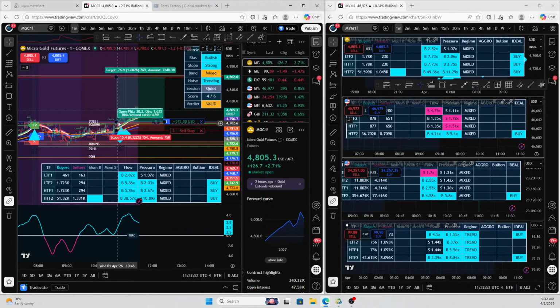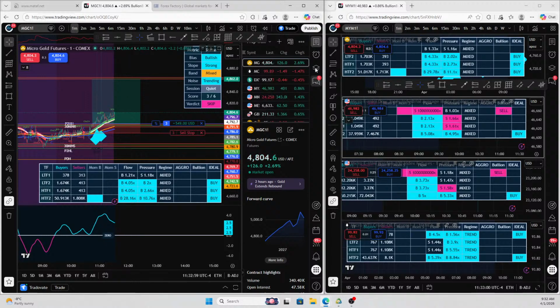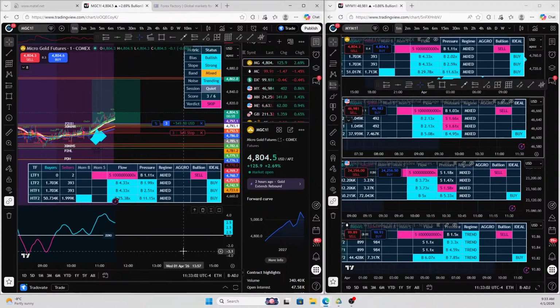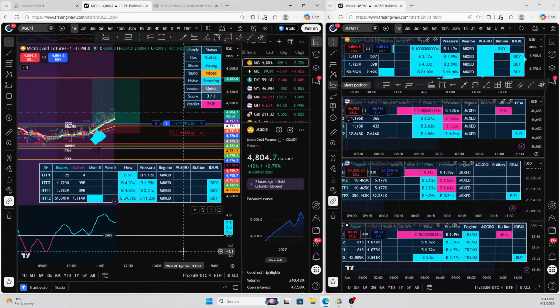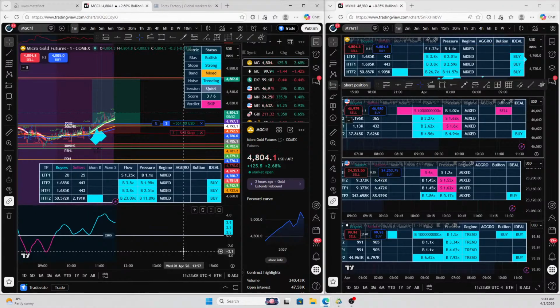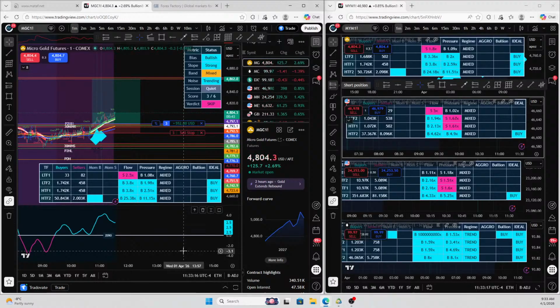But what I do see is that the next level is going to be 4862 for the price to push to, especially with the volume being supported. And we're not seeing any clear resistance to the price movement. So this tells me that price will continue pushing up. We might see smaller pullbacks, but overall price will continue pushing to the upside.